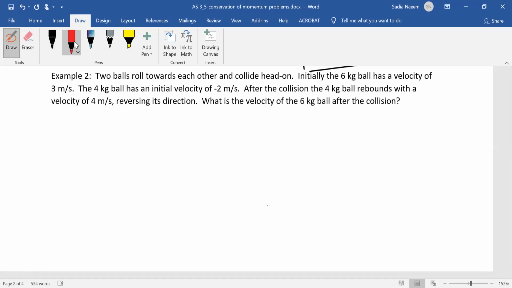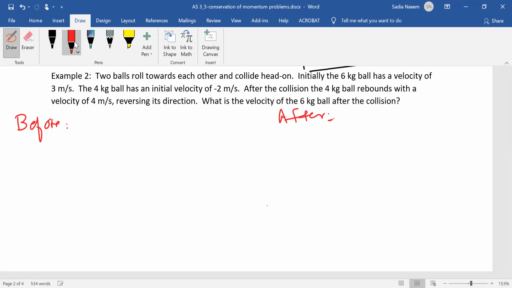In this case, there are two balls, a 6 kilogram and a 4 kilogram ball. They're initially moving towards each other, collide head on. And then the 6 kg one is moving at 3 meters per second. The 4 kg is moving at -2. So that means it's moving leftwards. So let's draw the before diagram. The before and the after.